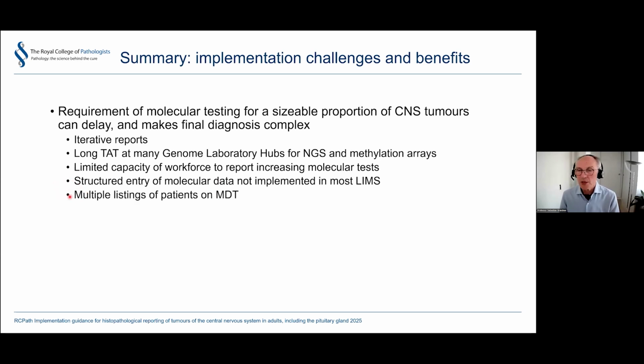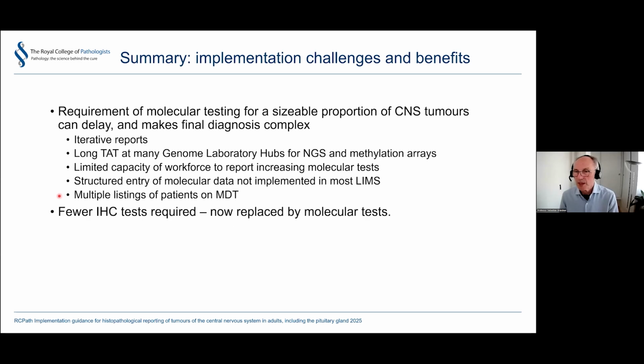Also, there is another effect on our neuro-oncologists and also the patients. Often patients need to be multiply listed on the multidisciplinary team meetings. First time a week later for the diagnosis, but then also for the first molecular test, and if it's unsuccessful again, sometimes 4 or 5 listings, which again could be a significant burden for the clinical workforce.